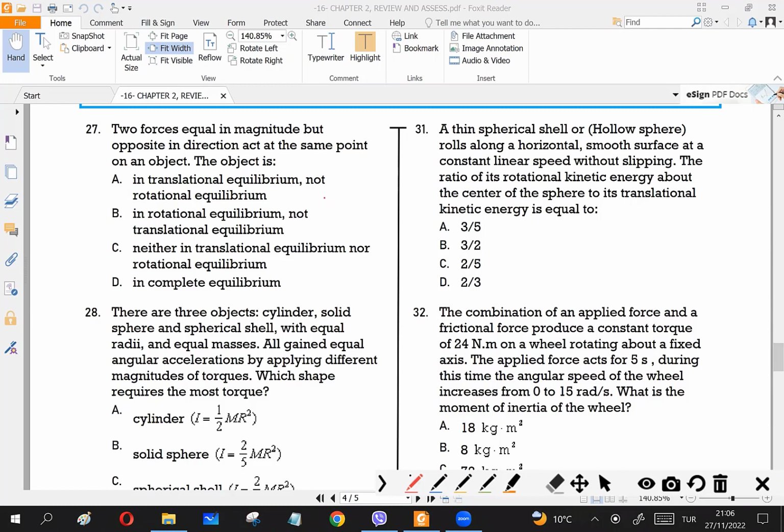Okay, two forces equal in magnitude but opposite in direction act at the same point on an object. The object is in translational equilibrium.